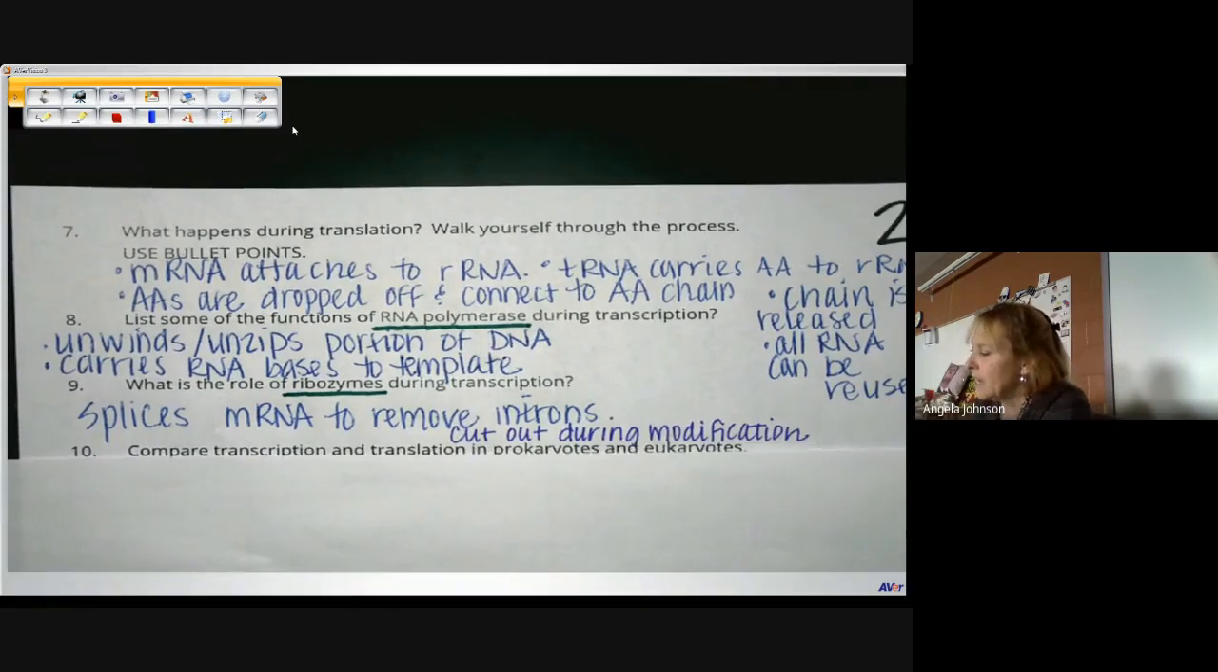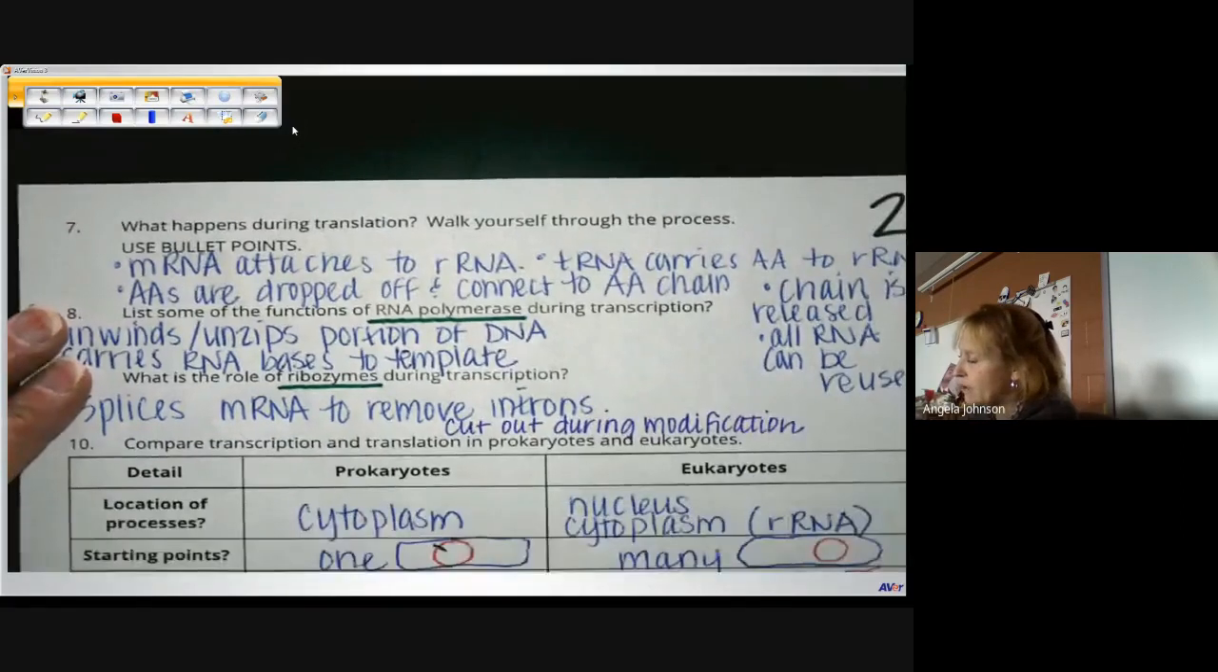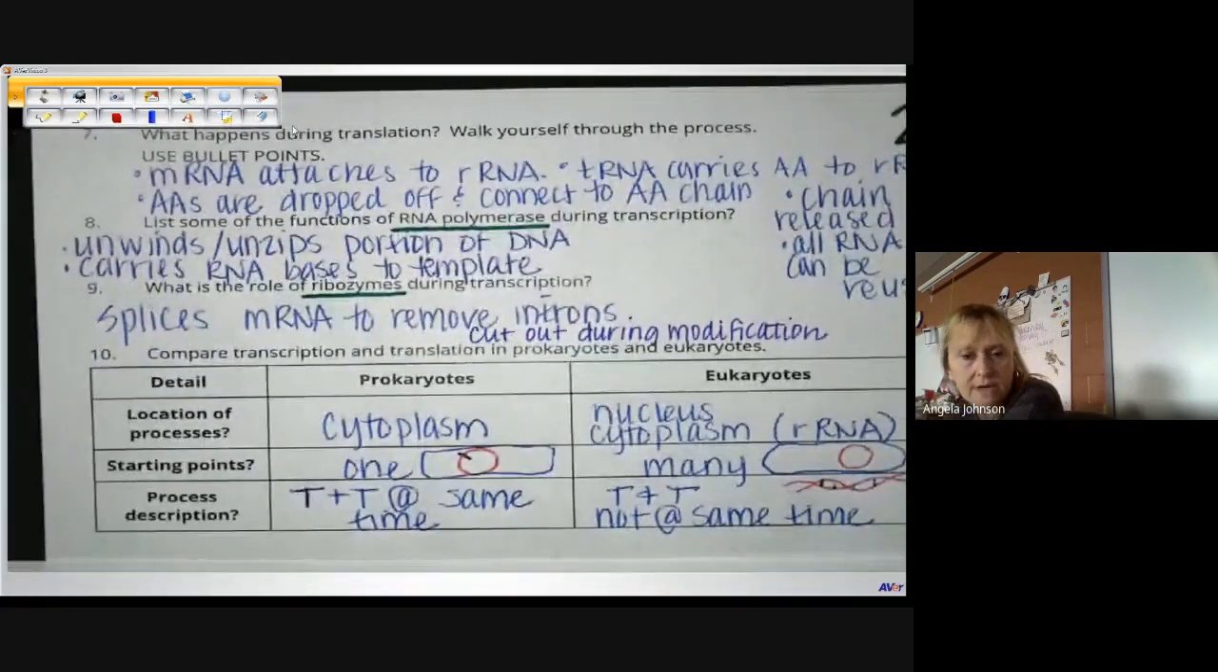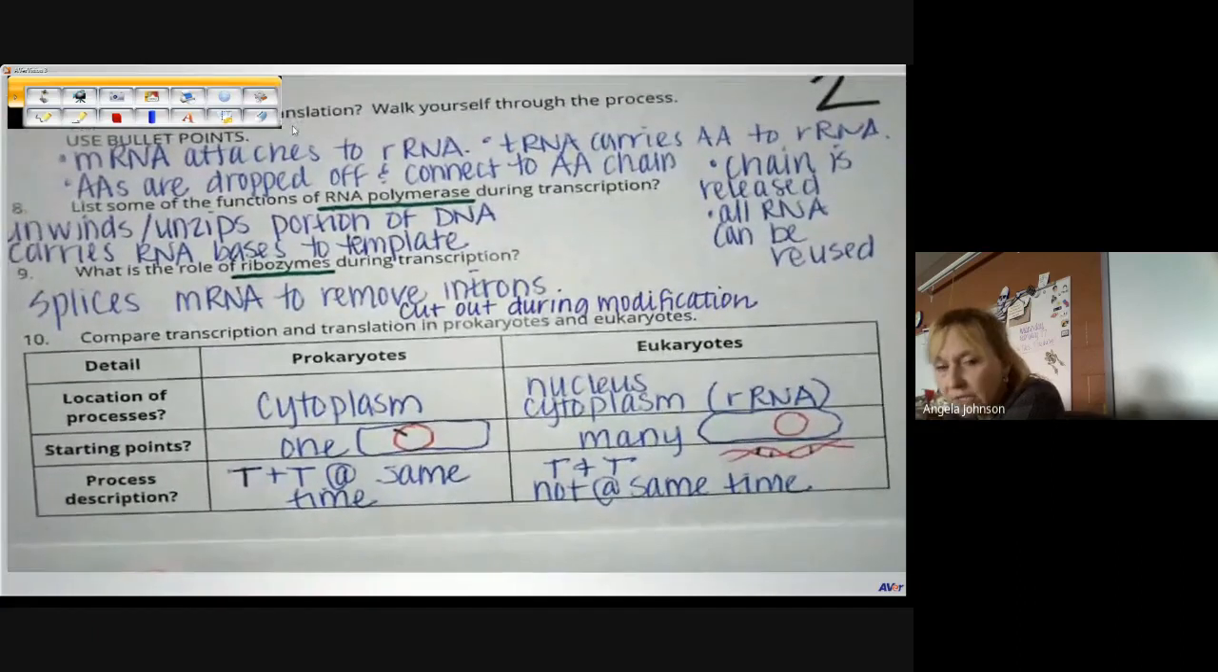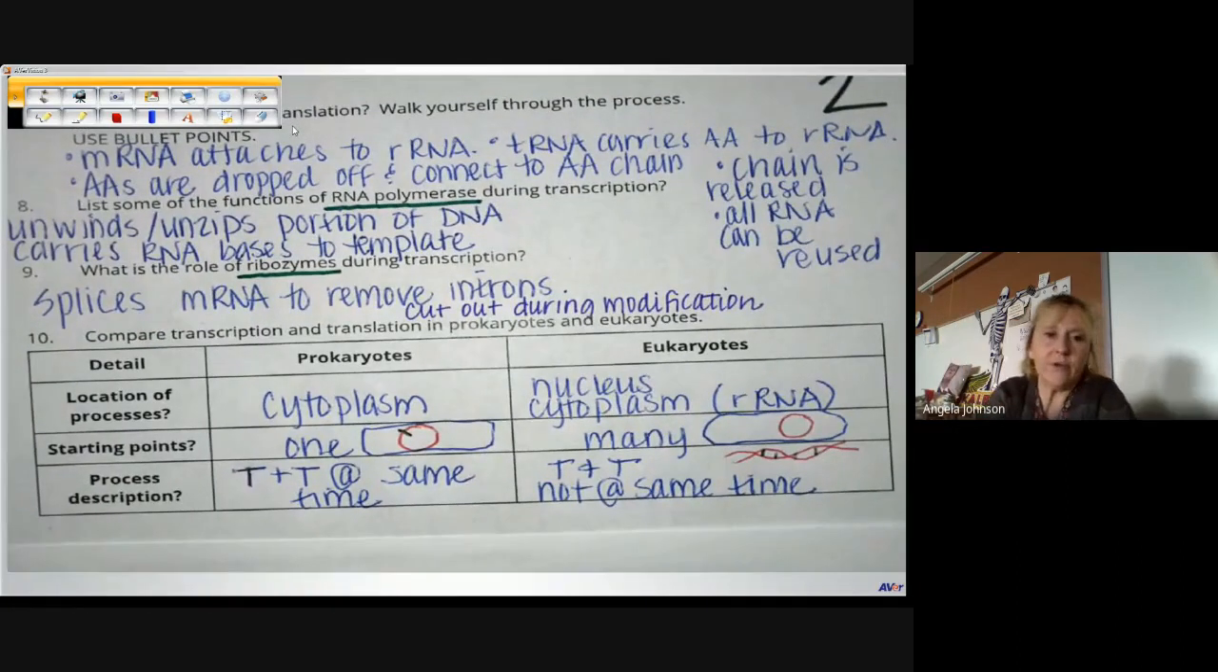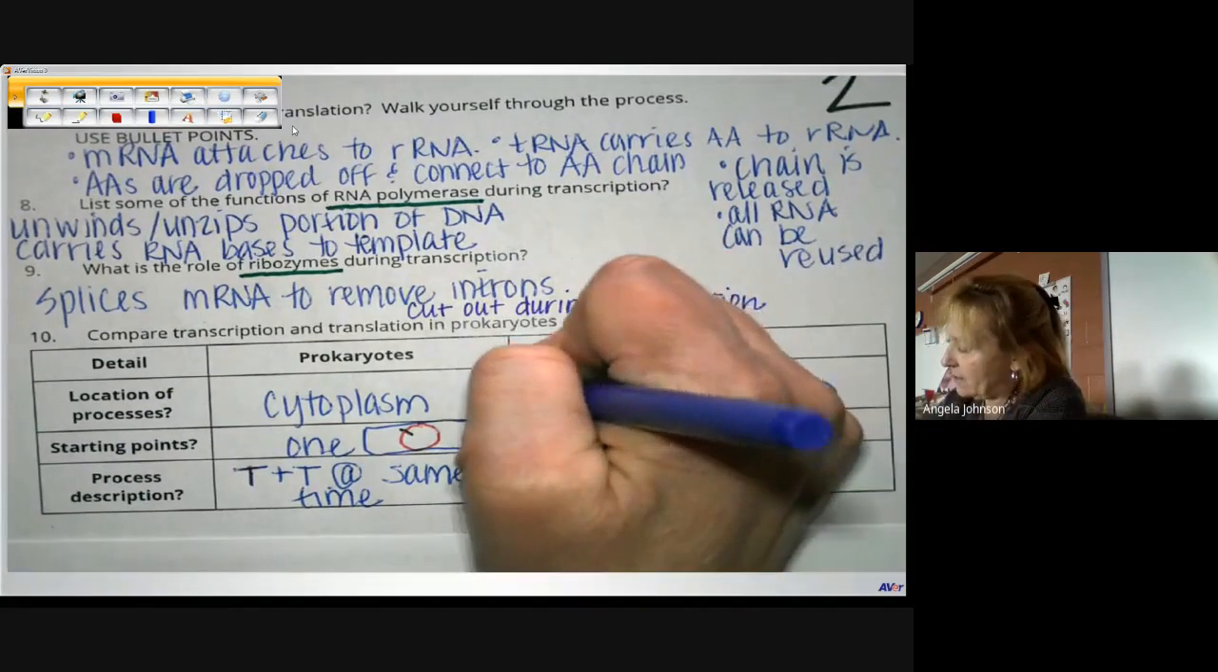Compare transcription and translation in prokaryotes and eukaryotes. Well, prokaryotes are organisms that do not have a cell nucleus. So it's going to be bacterial cells. Eukaryotic cells do have a cell nucleus. So transcription and translation have to happen in the cytoplasm of a bacterial cell, but in eukaryotes we have transcription in the nucleus and translation in the cytoplasm. So there's two parts in the eukaryote, the first part and the second part.